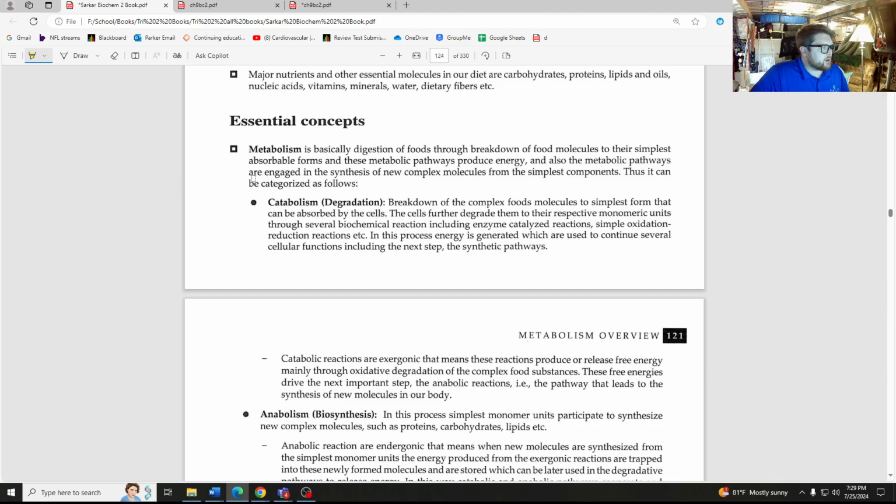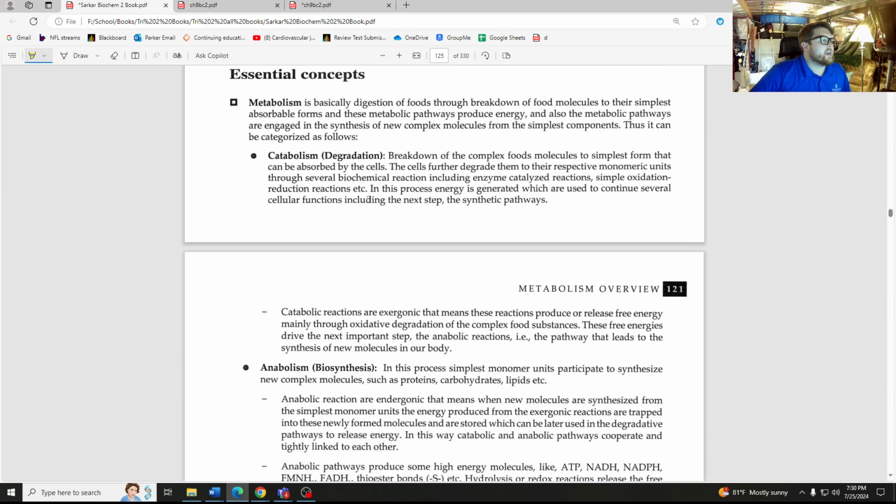Again, essential concepts. Like I said, this is a lot of reading, so feel free to increase the speed of this as we go through. Metabolism is basically digestion of foods through the breakdown of food molecules to their simplest absorbable forms, and these metabolic pathways produce energy, and also the metabolic pathways are engaged in the synthesis of new complex molecules from the simplest components. Thus, it can be categorized as follows.